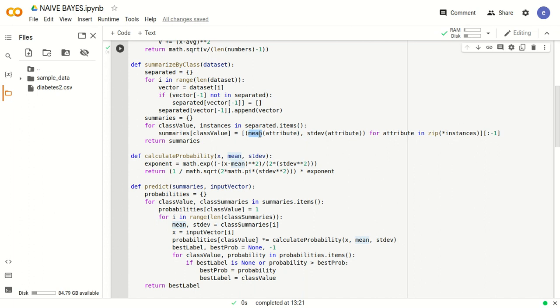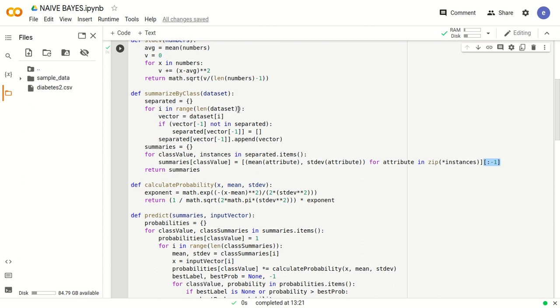This can be understood as mean of attribute, comma, standard deviation of attribute, for every attribute in the zip of instances except the last one. Because the last one is just the outcome, which will have 0 or 1, the mean and standard deviation have no meaning for that last column. So except for that last column, for every other attribute, that is we have 8 attributes in the dataset, we are storing this mean and standard deviation in this summaries dictionary, and this function will just return the summaries dictionary.